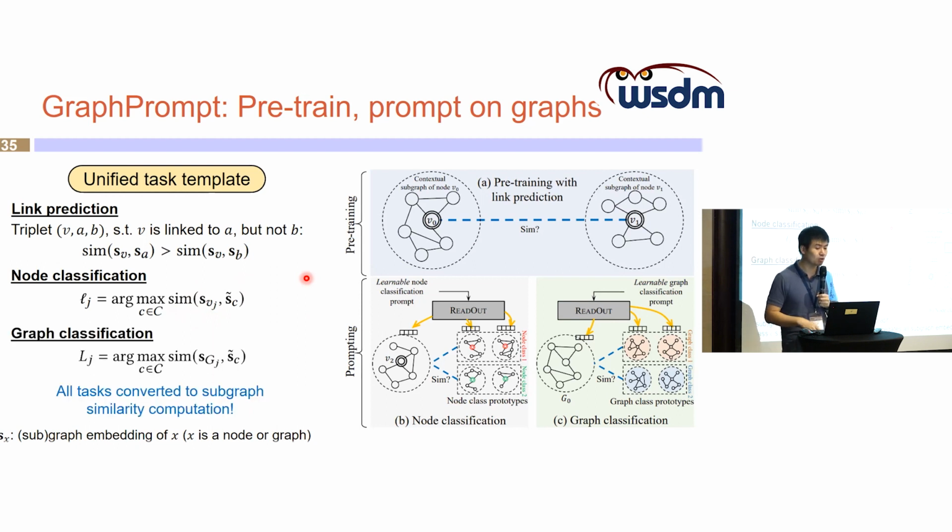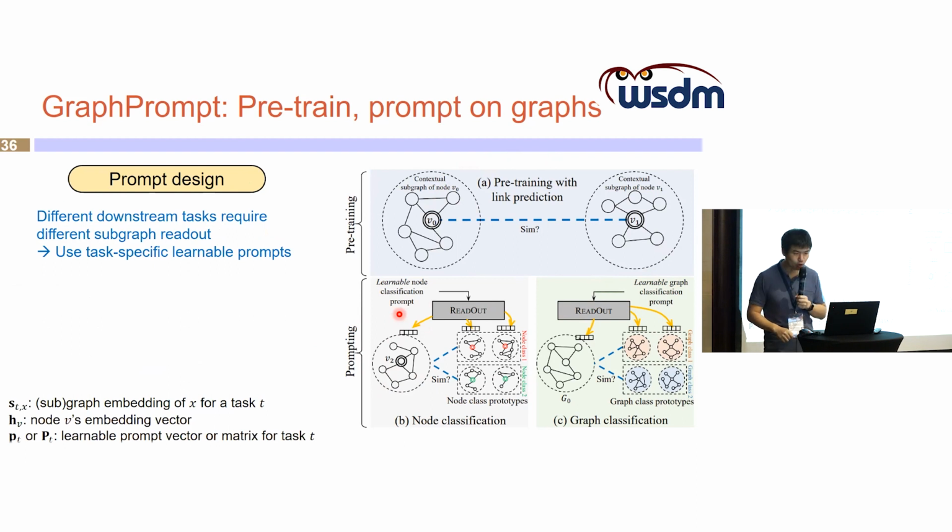And then the same thing for graph classification. You can use similarity between the graphs of different instances. So basically, by doing this, we converted all the major tasks on graphs to subgraph similarity computation. If we pre-train with link prediction, it is a good task for pre-training because links are already there. We do not need additional label data. Then we can easily apply it to the downstream tasks, which are also in the same template.